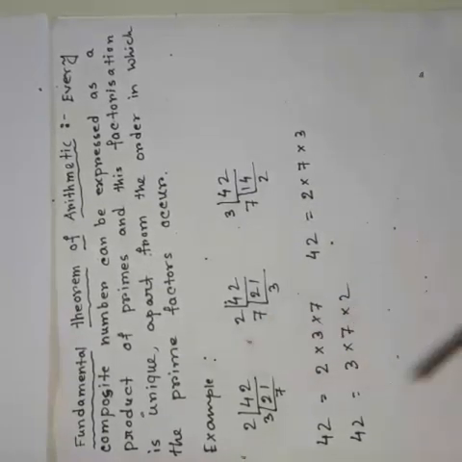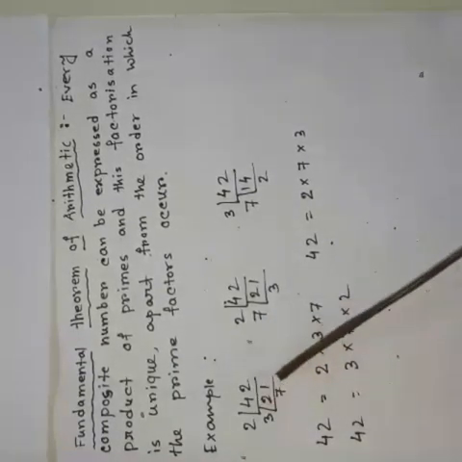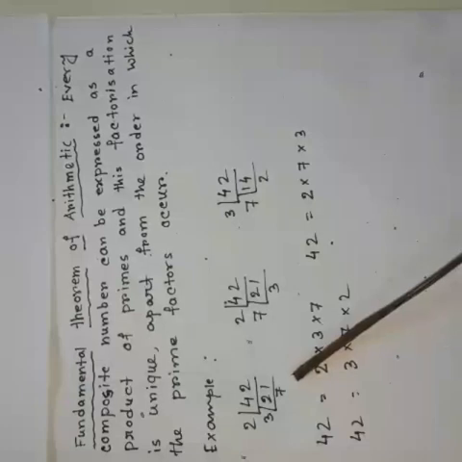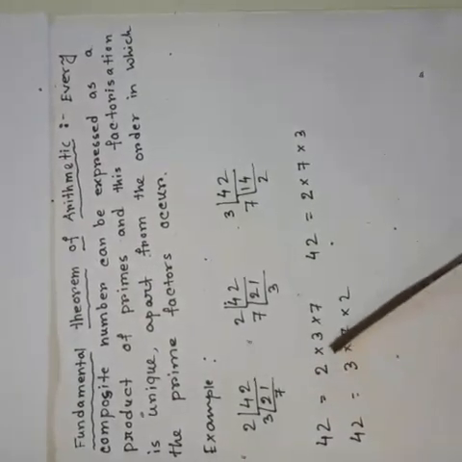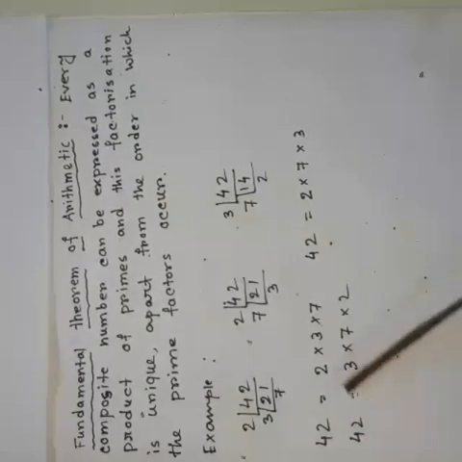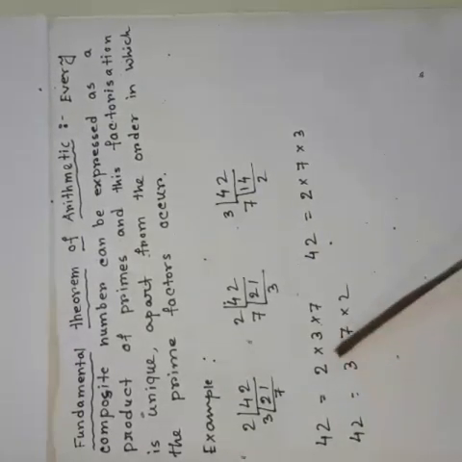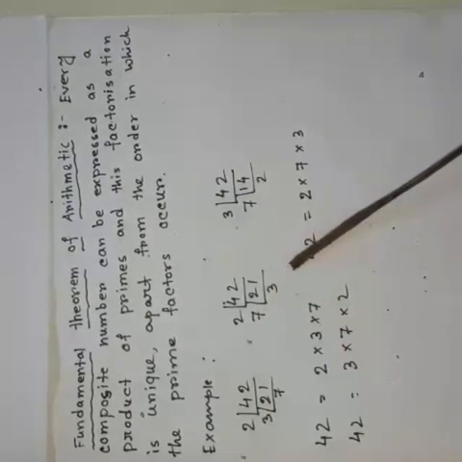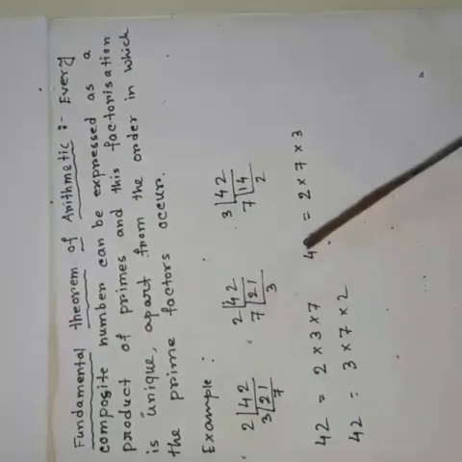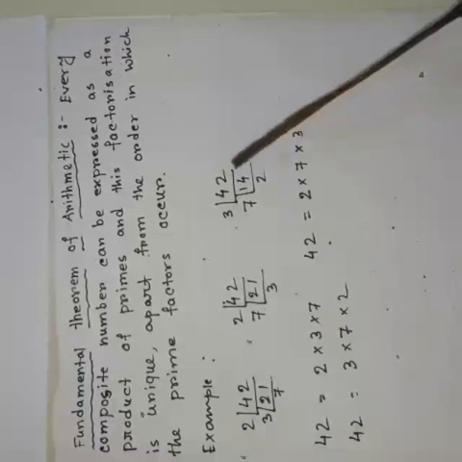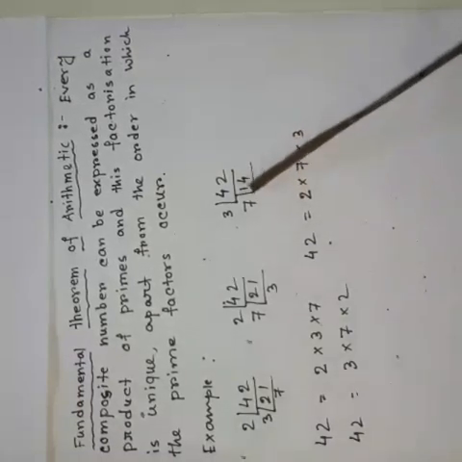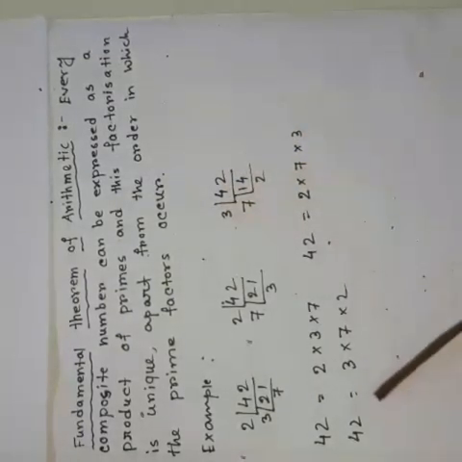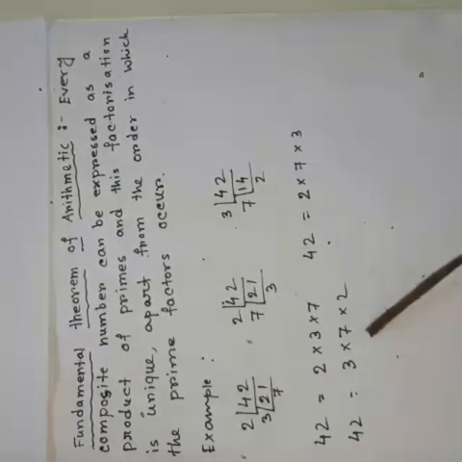Now, I took one number, 42. In the first case, at first I took the factor 2, then it will be 21, then 3, 7. That means in this first case, the number 42 is represented in the form 2 into 3 into 7. But you see, in the second case, 2, then I took 7, then 3. Then this 42 is represented by 2 into 7 into 3. But in the third case, I took the first factor as 3, then 7, then 2. That is, in the third case, 42 is represented in the form 3 into 7 into 2.